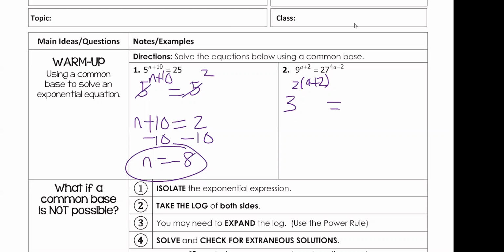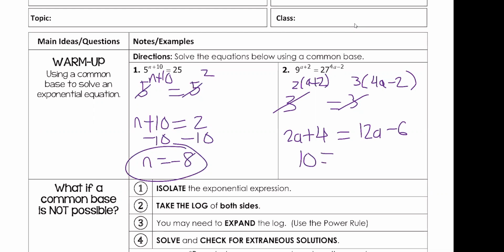And then 27 would be 3 to the 3rd power. So then you could just get rid of your bases. I'm going to go ahead and distribute. So that'd be 2a plus 4 equals 12a minus 6. Then if you solve this, I'm just going to do this quick. You would add the 6 over, so you'd have 10, and you'd subtract the 2a over, you get 10a. So you get a is 1.